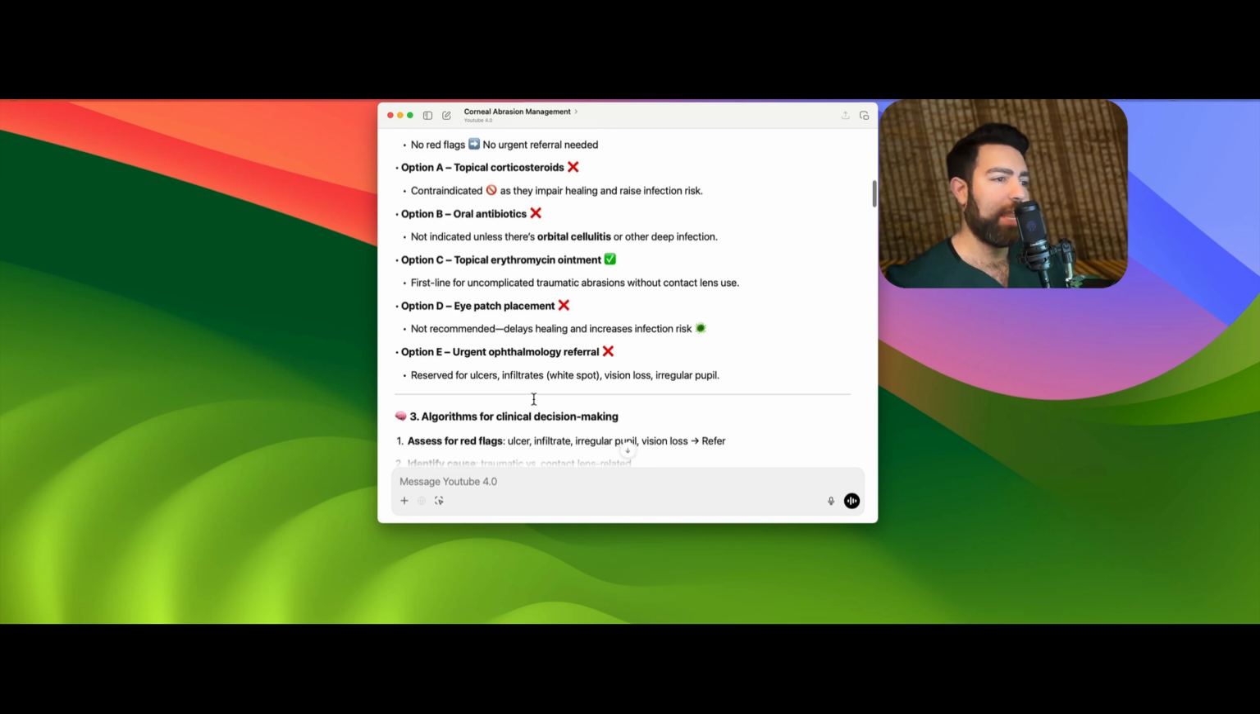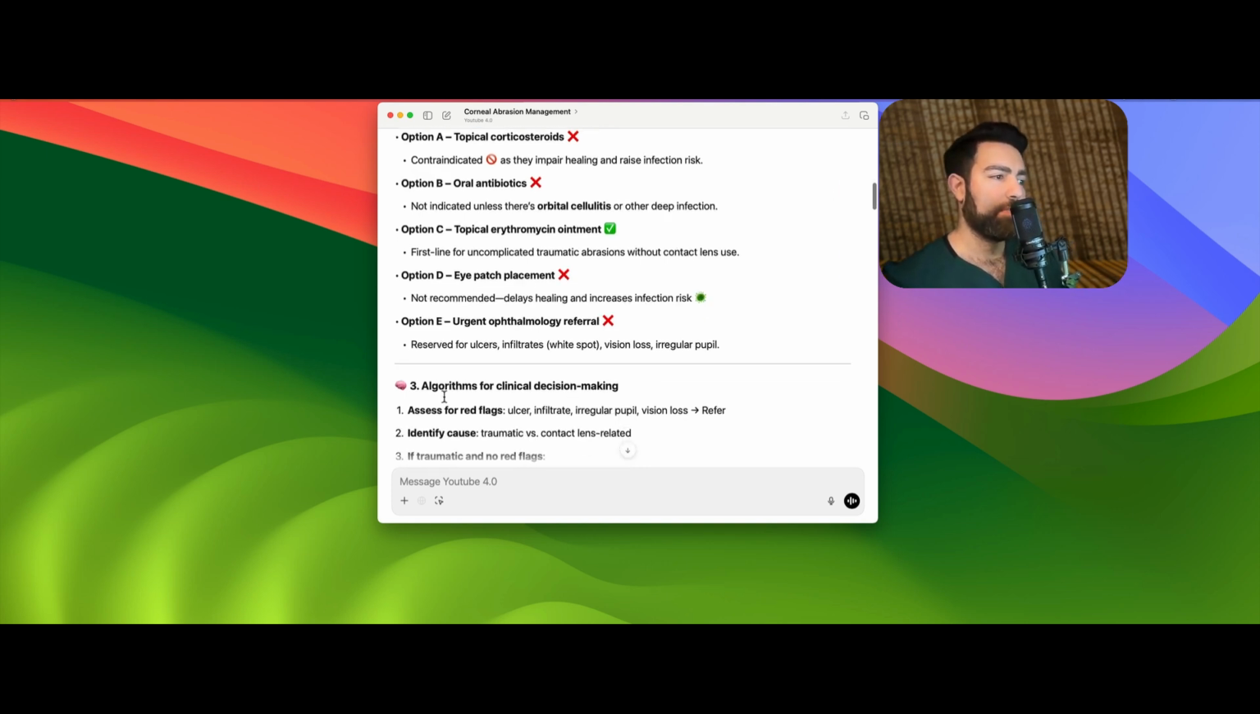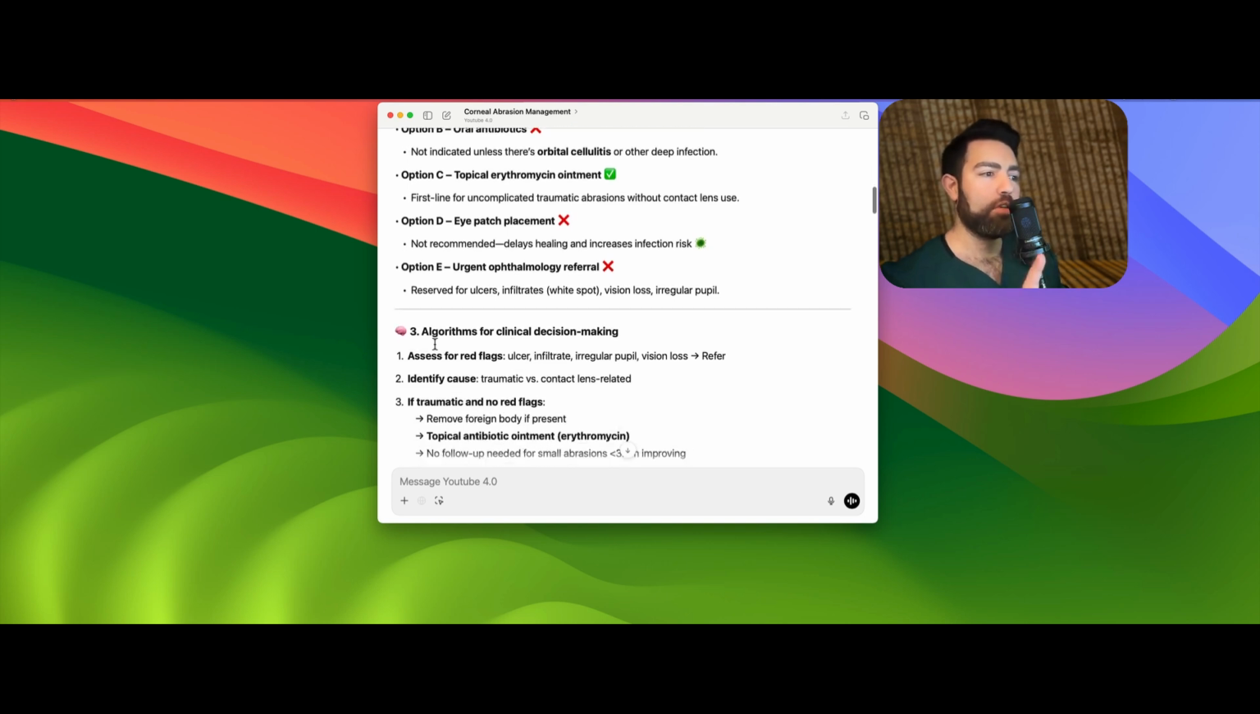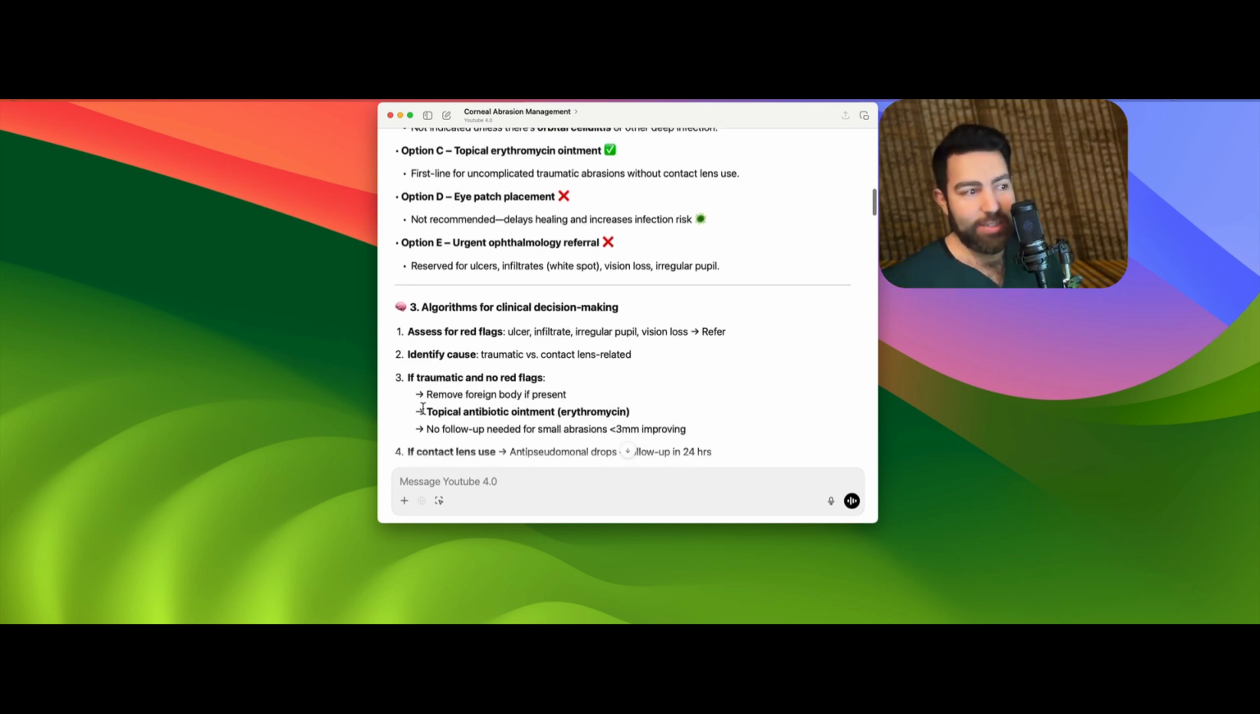So assess for the red flags, identify the cause, and if it's traumatic and no red flags, you can start this. And also remember, you don't really need a follow-up to ophthalmology for smaller abrasions that are improving within the first 24-48 hours. So if it's less than 3 millimeters, pretty small, and this improves over the next day or two, you don't really need to see the ophthalmologist. If it doesn't and it's slow or something, just go ahead and refer to ophthalmology.